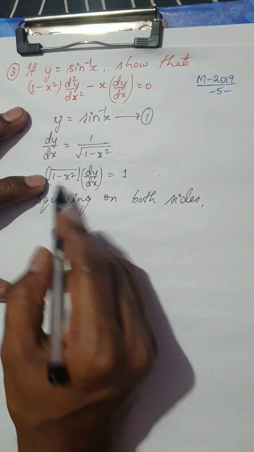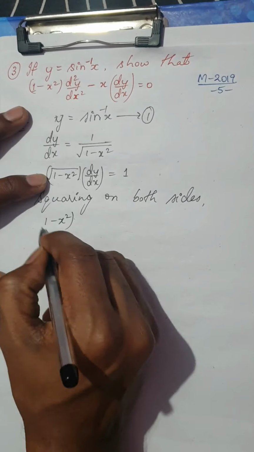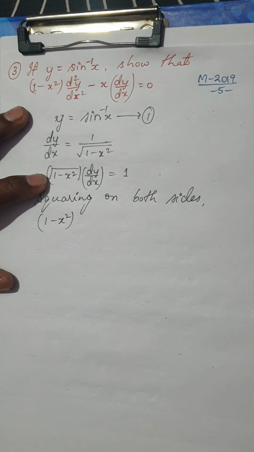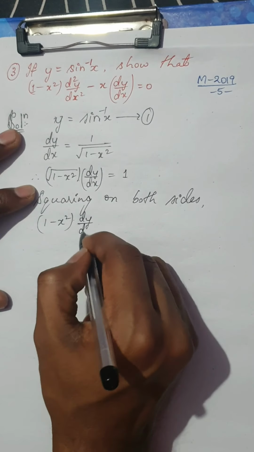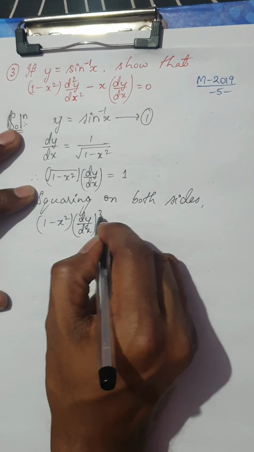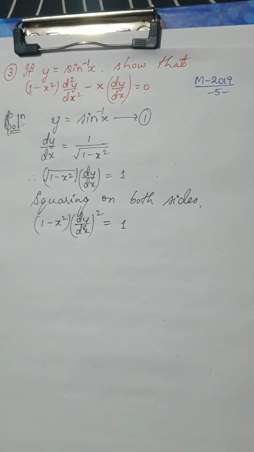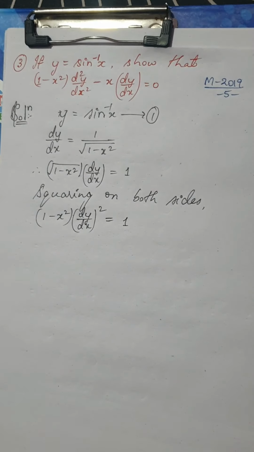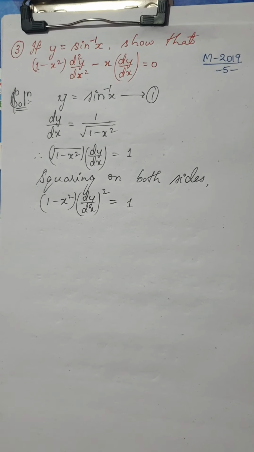Now this root will be nullified by the square. So you will get 1 minus x square into dy by dx whole square. This is nothing but, now this is 1 square, there is no change. 1 square is nothing but 1 itself. Is it clear? So you got this step, and see how we are going to do it.